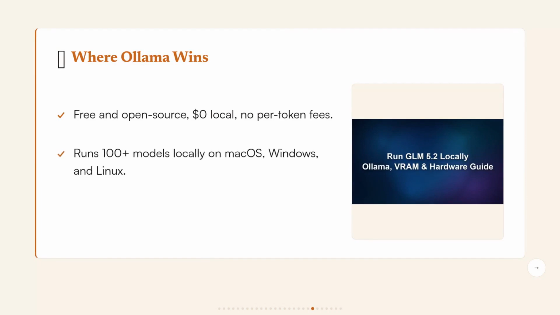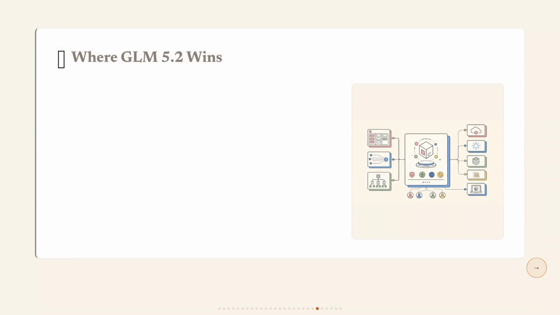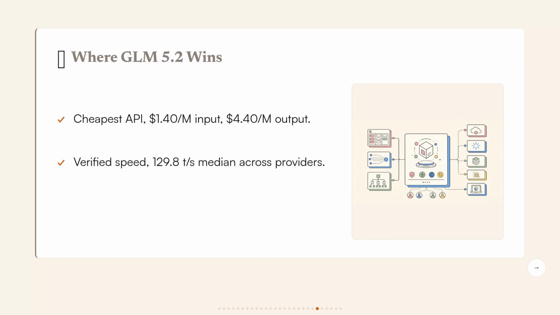It also wins deployment simplicity, but it has no coding benchmark score of its own, since it's a runner, not a model. GLM 5.2 wins speed with a verified 129.8 tokens per second median, and it's the cheaper API at $1.40 per million input tokens. It loses the coding benchmarks to Qwen 3.8 by a wide, independently measured margin.